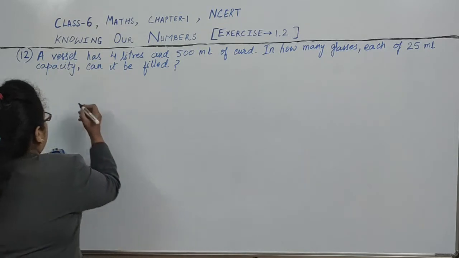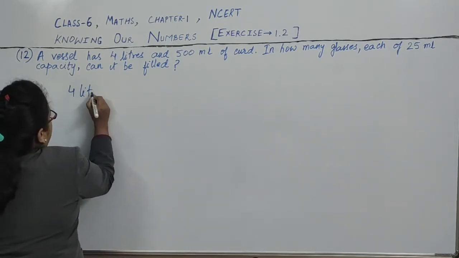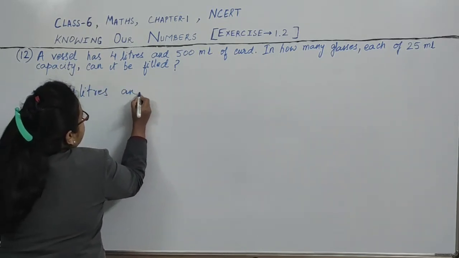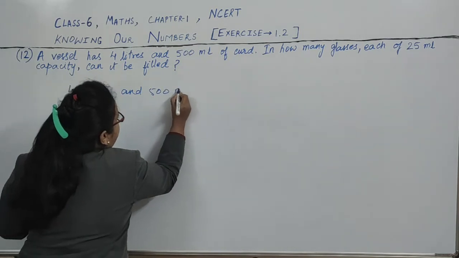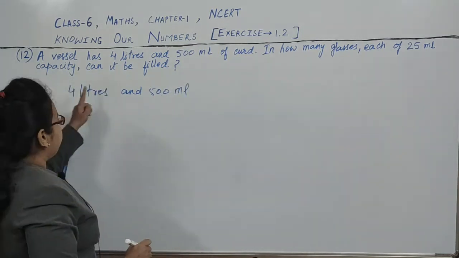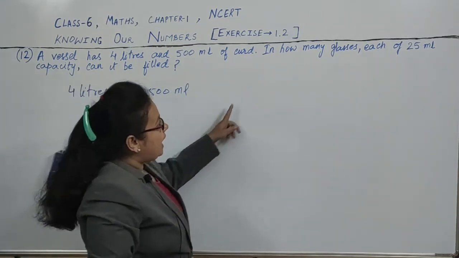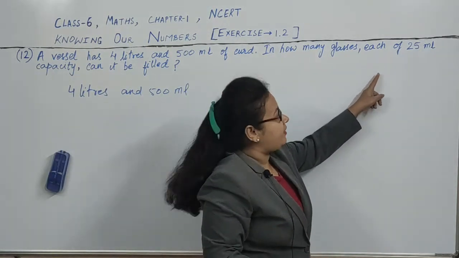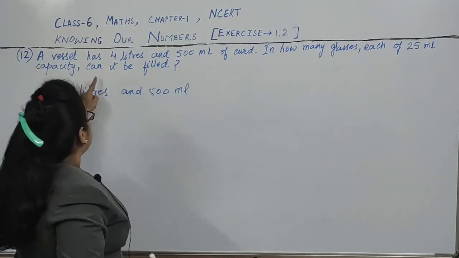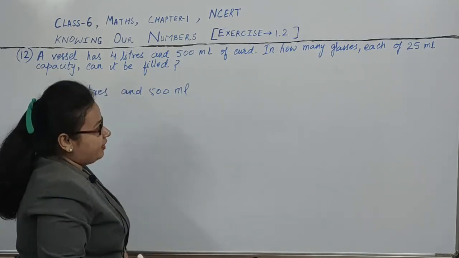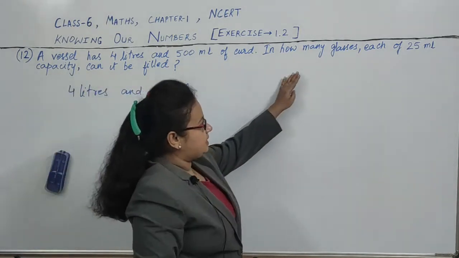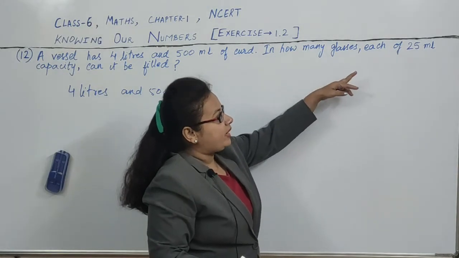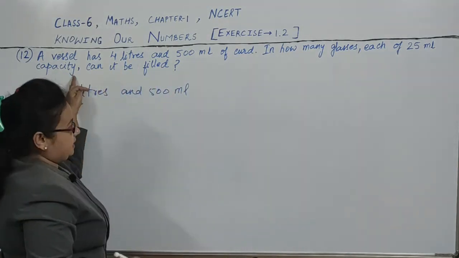It is 4 liters and 500 ml of curd in the vessel. In how many glasses each of 25 ml capacity can it be filled?